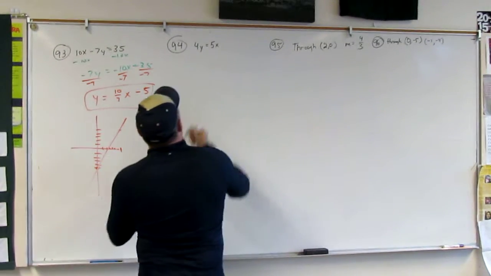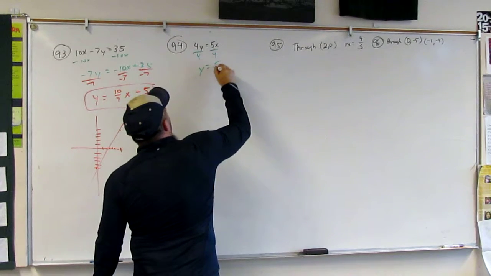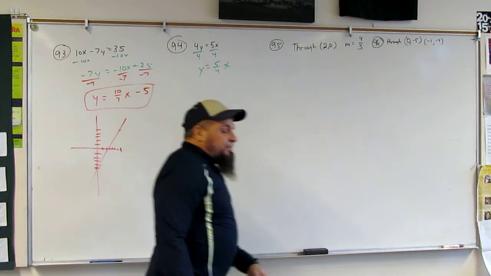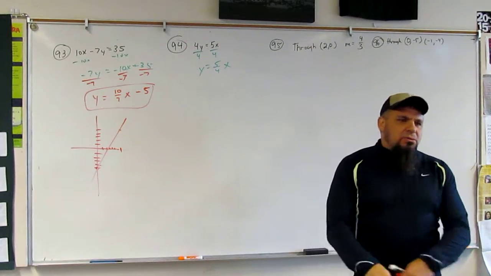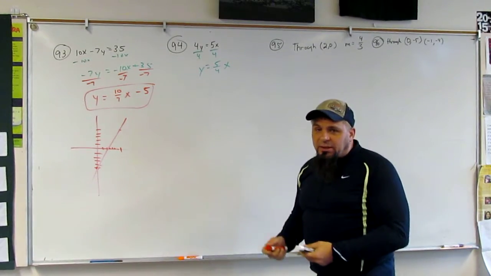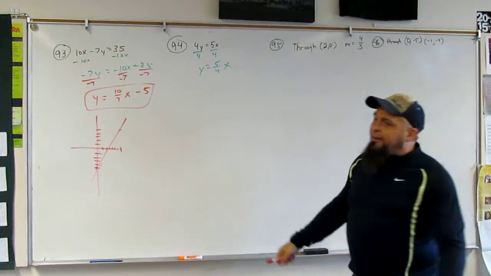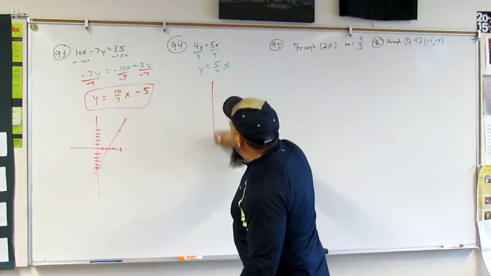All I got to do is divide by 4, and I got y is equal to 5/4 x. Now, some of you might think, oh my goodness, how am I going to graph that? There's no y-intercept, right? But there is. It's at 0, right? Because it's y equals mx plus b, and this is plus 0, right? So that would be pretty easy also.